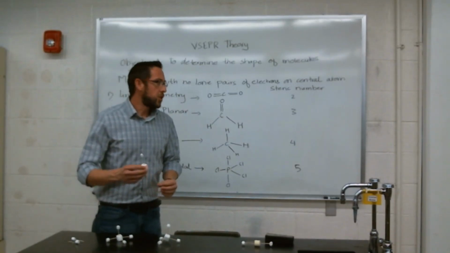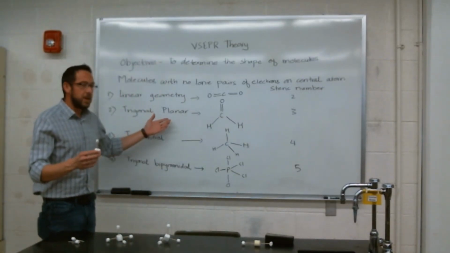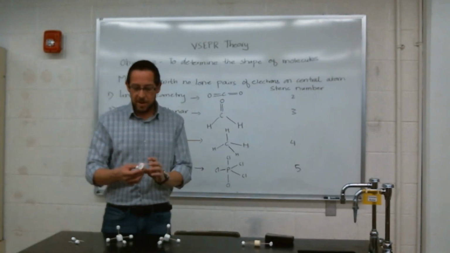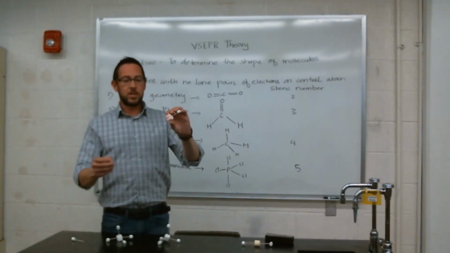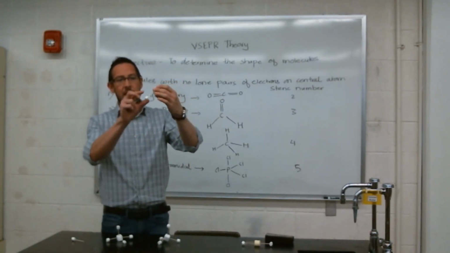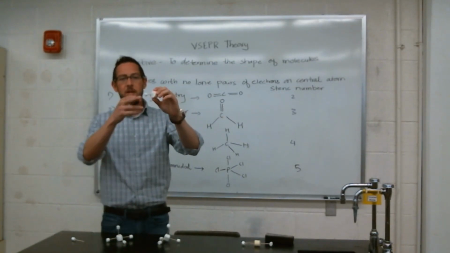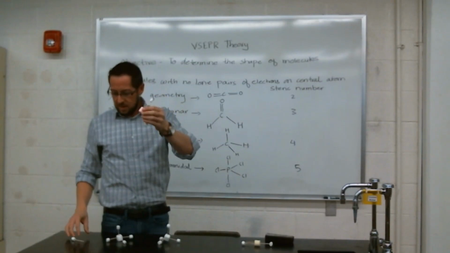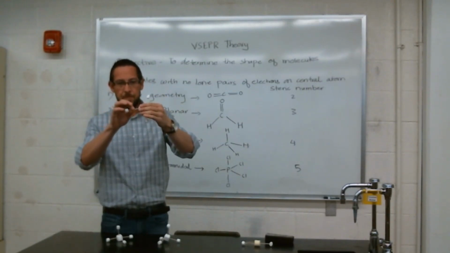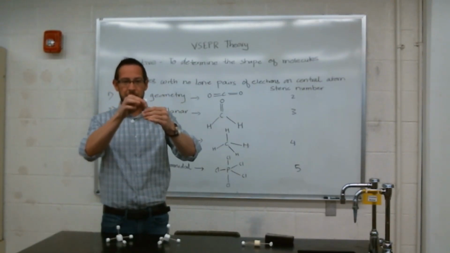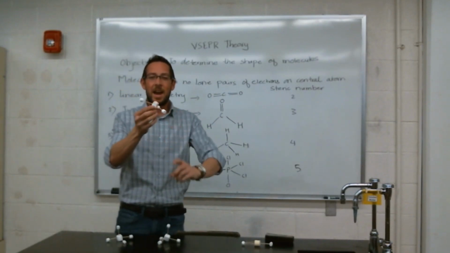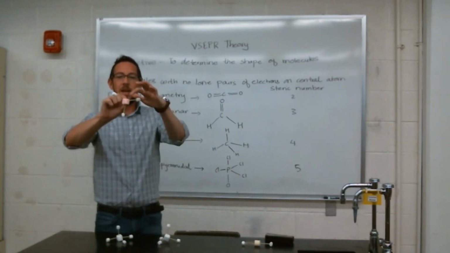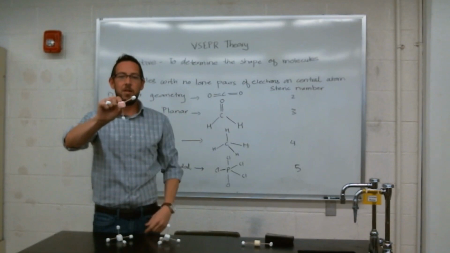So next we want to show you an example of our trigonal planar that has a steric number of 3. So what we did was, we took our central atom again and added small marshmallows, which represent our connecting atoms, which gives us a bond angle in between here of 120 degrees.